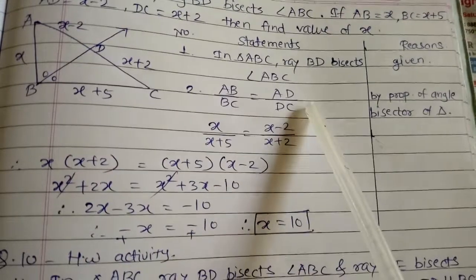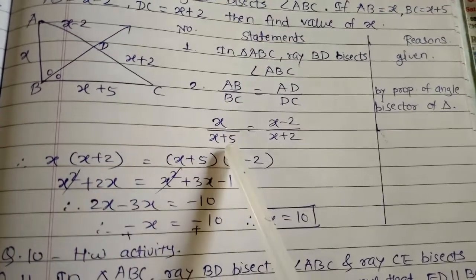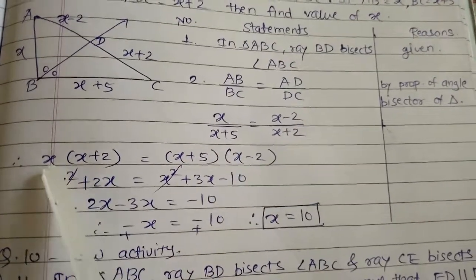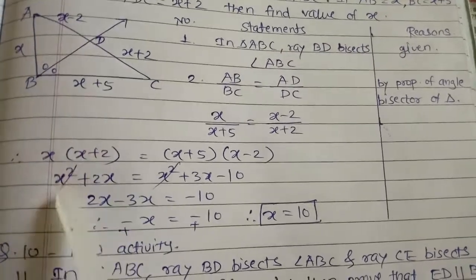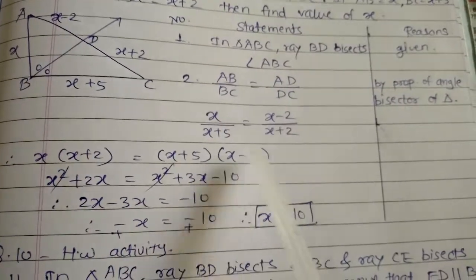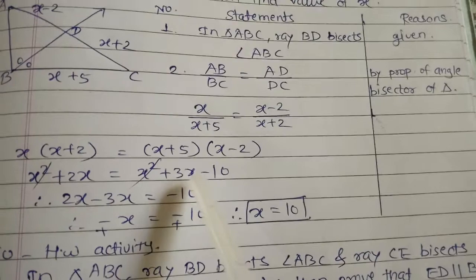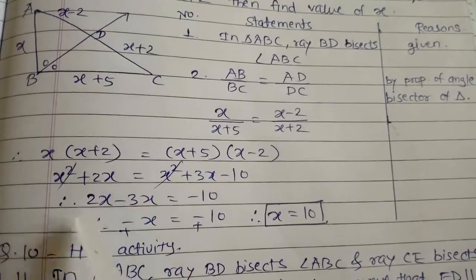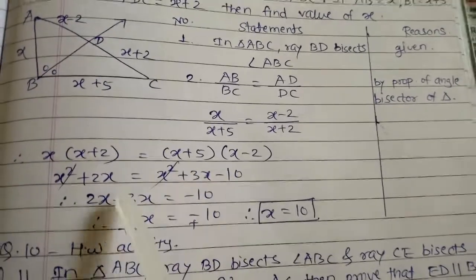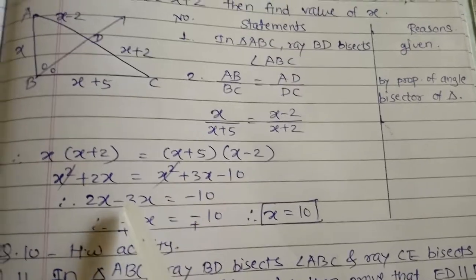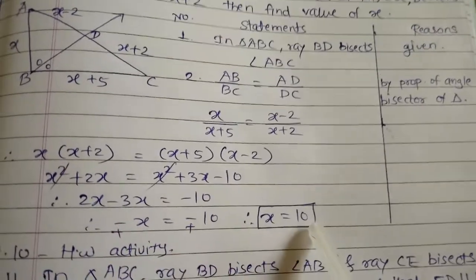Now take cross: X into X plus 2, and X plus 2 into X minus 2. Open the brackets, so X into X, X square plus 2X, and taking the product we'll get X square plus 3X minus 10. So X square cancels. 2X minus 3X is equal to minus 10. Minus minus becomes plus, and so the value of X is 10.